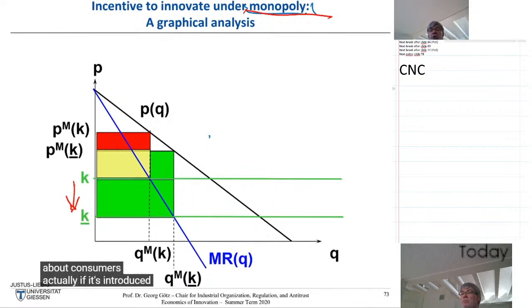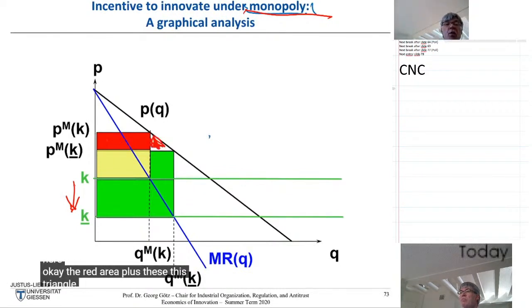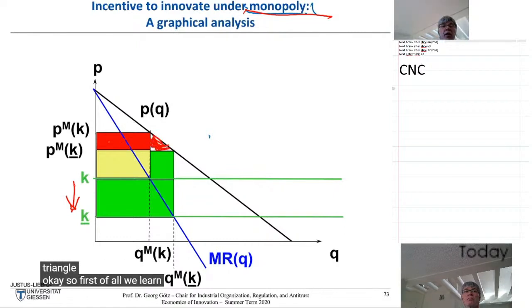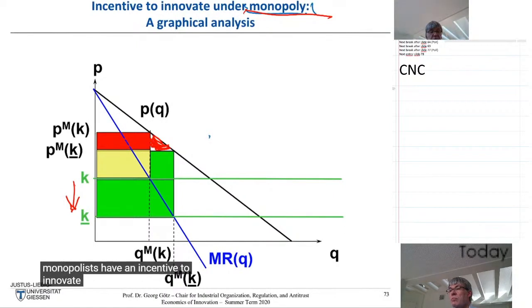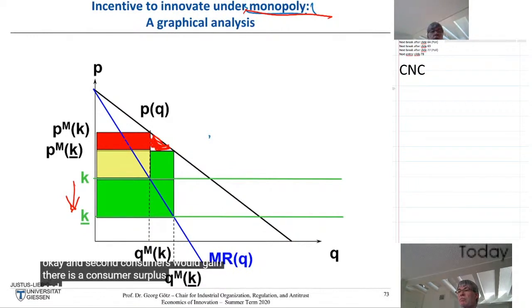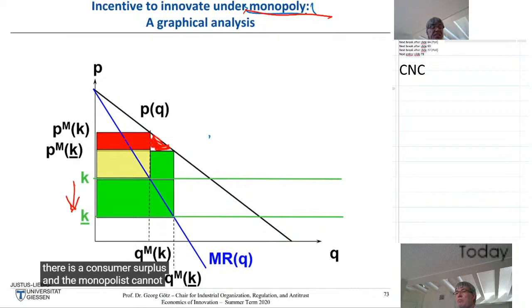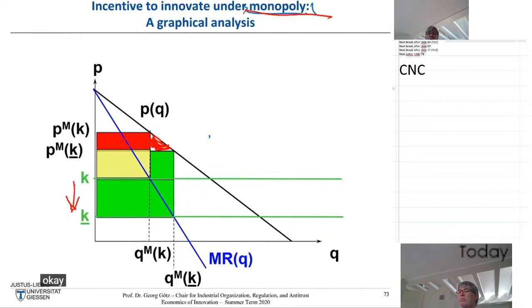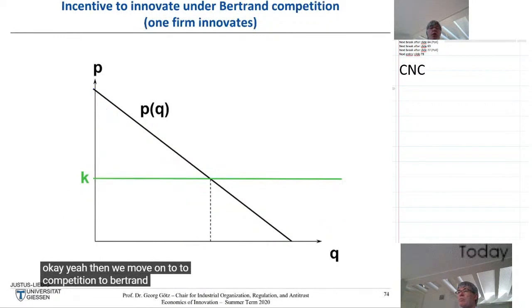One point I want to mention here: what about consumers? Actually, if it introduces this better process, the consumers will gain consumer surplus here, the red area plus this triangle. So first of all, we learn monopolists have an incentive to innovate. And second, consumers would gain. There's a consumer surplus, and the monopolist cannot appropriate all this consumer surplus. You will see that that's one of the reasons why we get underinvestment here. Then we move on to competition, to Bertrand competition, where only one of the two firms innovates.